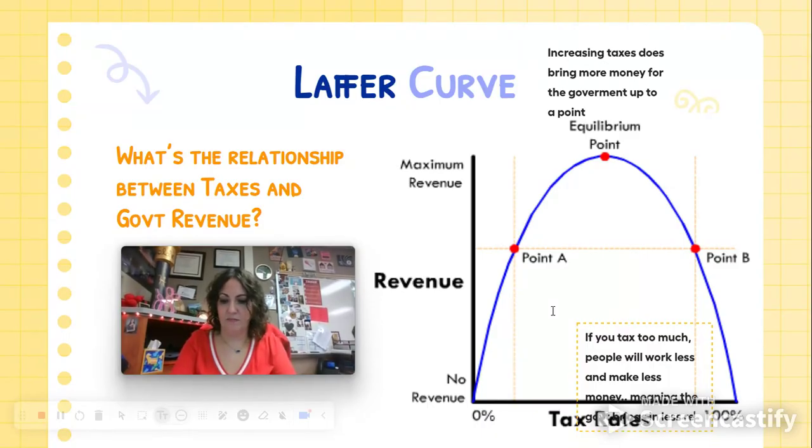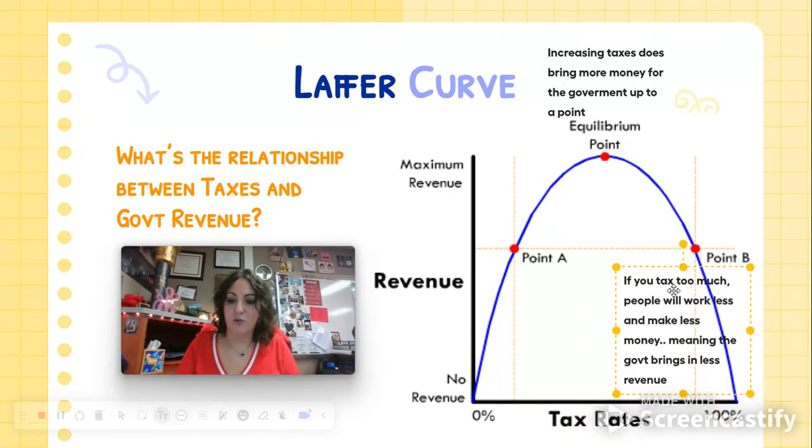Okay, so if you tax too much, like if your taxes are close to 100% or 99%, people will work less and they'll make less money because they're working less, meaning the government brings in less revenue because they're taxing a larger percentage, but 100% of 0 is $0. So, if you tax too much, it actually backfires. It's a lose-lose situation. People make less money and the government makes less money.